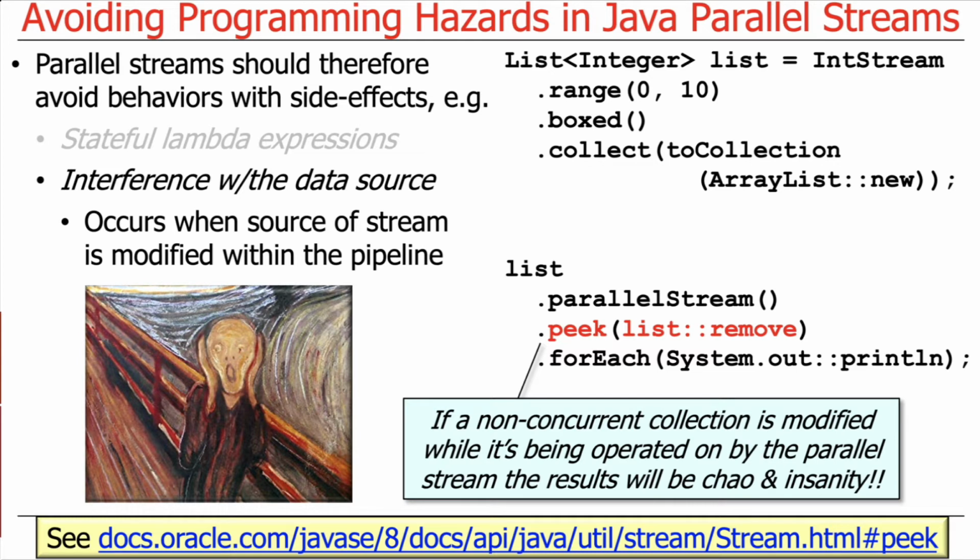And then we go ahead and make that list a parallel stream, or convert the list into a parallel stream. And then we're going to use the peek operation. The peek operation is intended for debugging purposes or logging purposes.